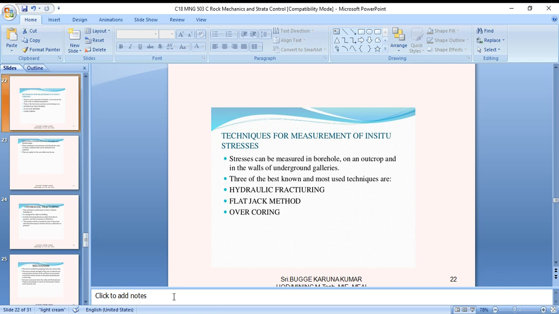So I hope we understand the measurements and these types of techniques for stress and stress relief. I hope that you will understand.